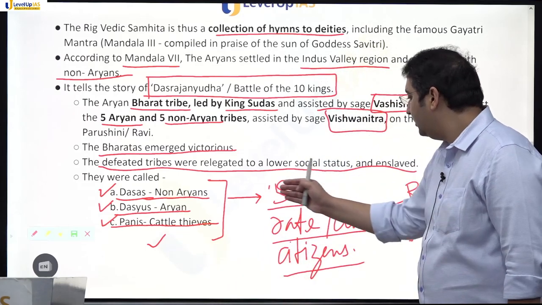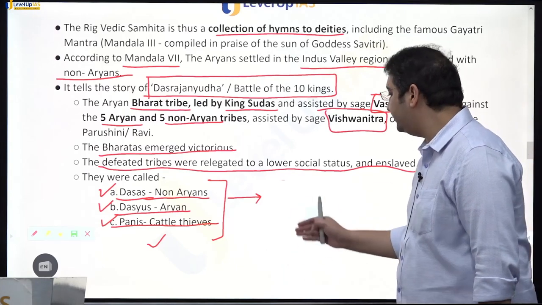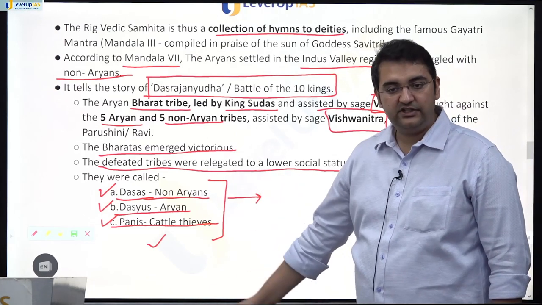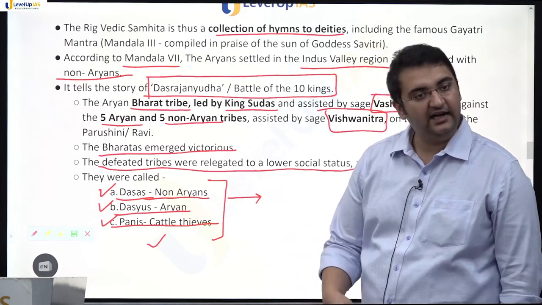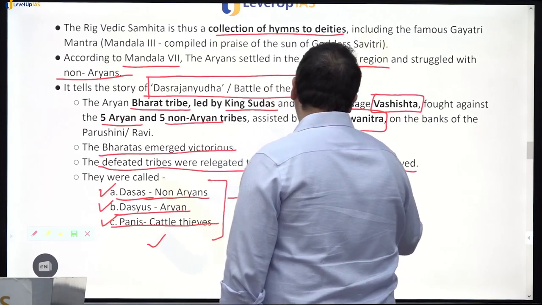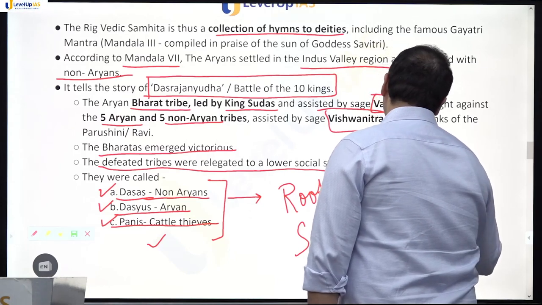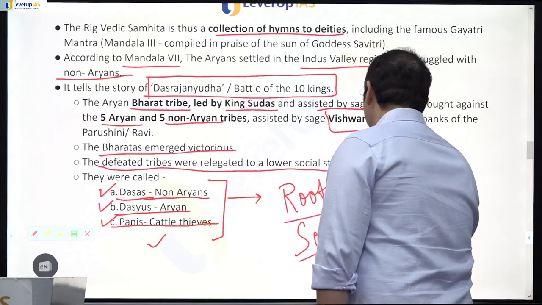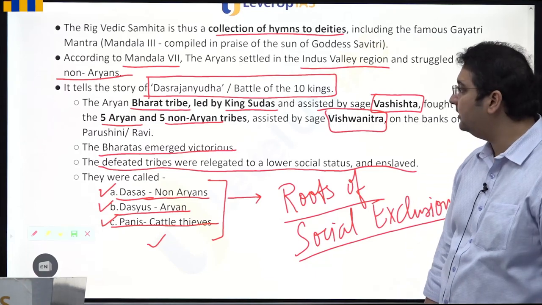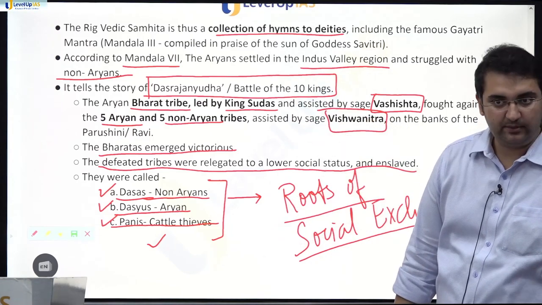Now, although we don't find any evidence of untouchability during the Vedic period, but probably this kind of differentiation became the basis for untouchability later on. So what do we find over here? The roots of social exclusion. And the ideological justification for this kind of social exclusion as well. What was that? That these were defeated people who had rebelled against the Aryans, and that is why it is justified to discriminate against them.